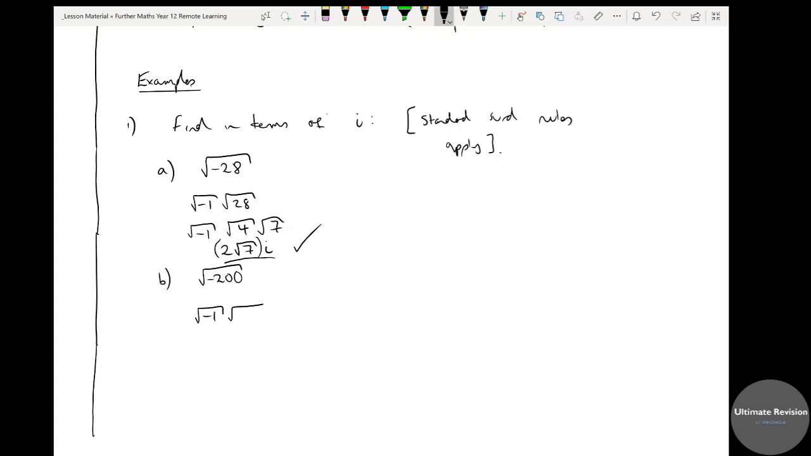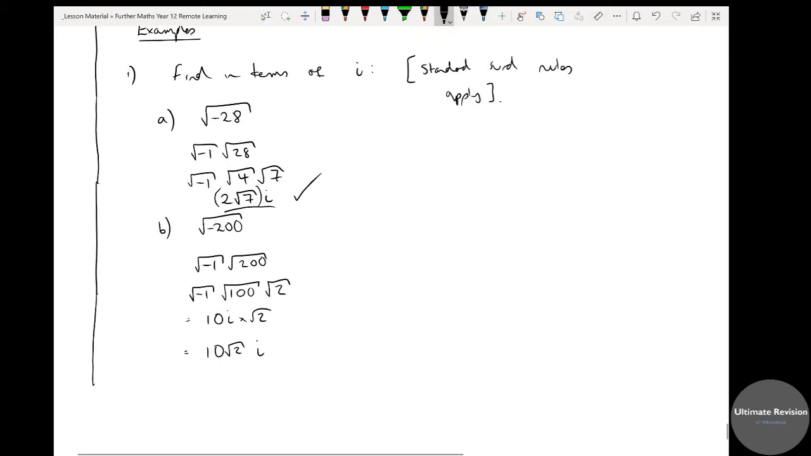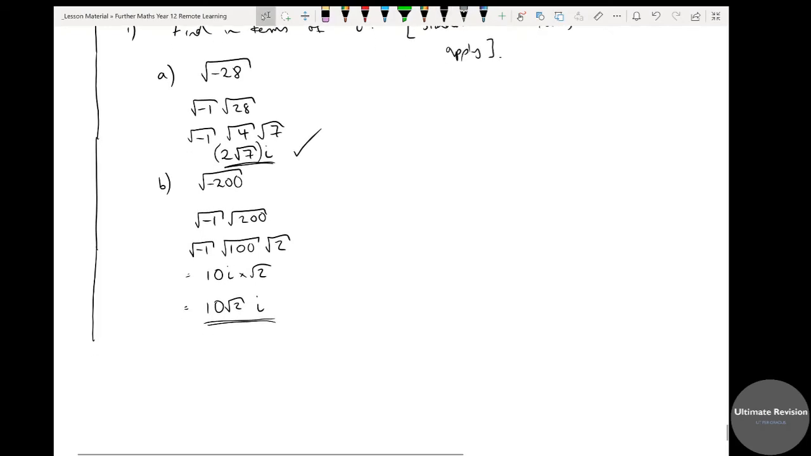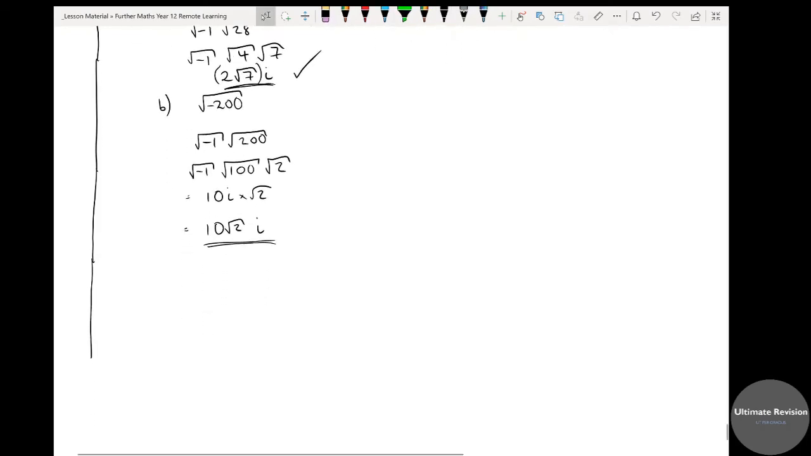Root minus 1, root 200, root minus 1, root 100, root 2. So that's going to be 10i times root 2. And we just tidy that up a little bit by putting 10 root 2i. Okay, that would be our solution to that one in simplest form. So i's just work the same as surds. Nothing new there.